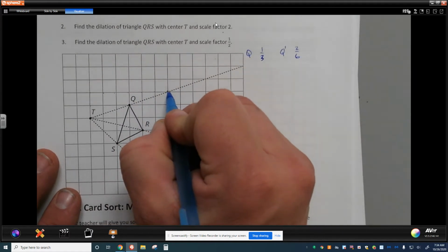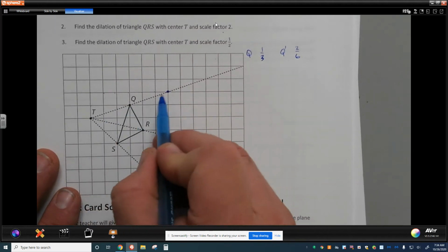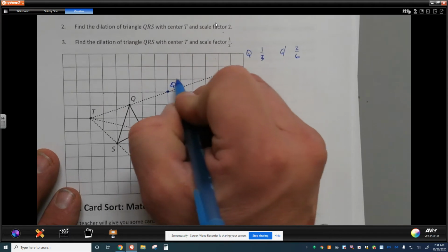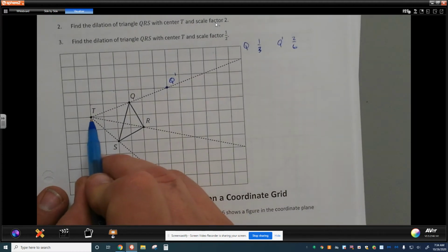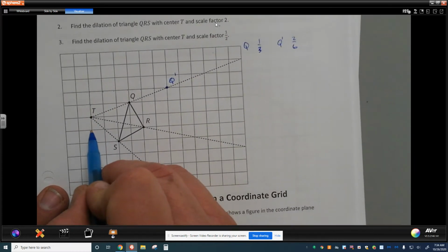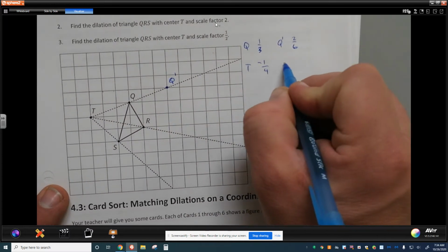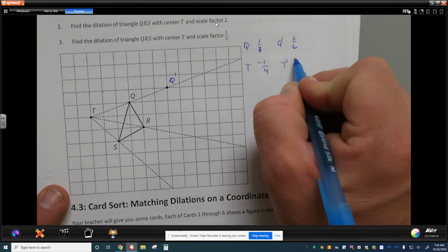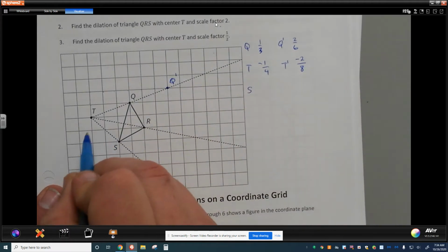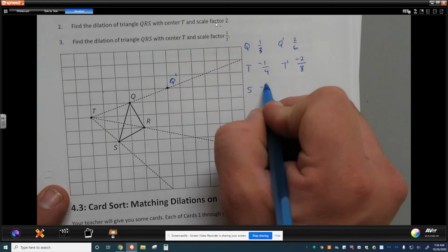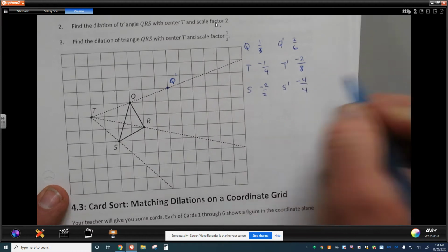And you'll notice that when I follow that ratio, I hit that ray that comes out from the center of dilation through the original point and our new point, or what's called collinear. So there would be Q prime. Follow the same thing with T to R, T to S. We have for R, down 1, right 4. Doubling that will be down 2, right 8. And then S, we have down 2, right 2, which makes S prime down 4, right 4.